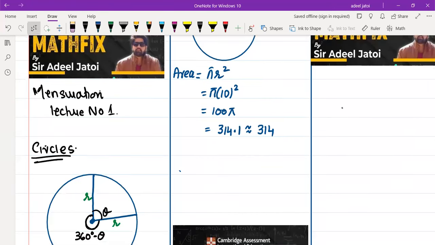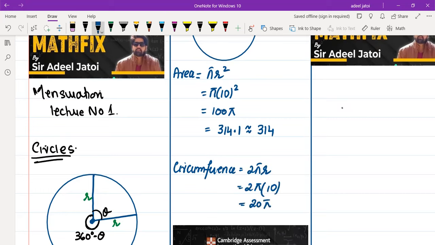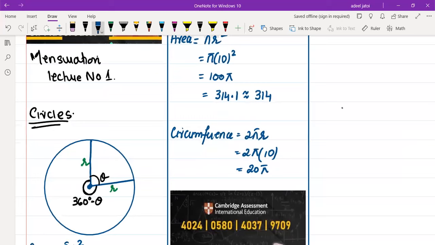Moving on to circumference now. Circumference formula is 2 pi r. So 2 pi is the same, but obviously r becomes 10, which is 20 pi. Now, if you want to express the circumference, you will leave the answer in terms of 20 pi. Or when you solve it, what will be the value of 20 pi?